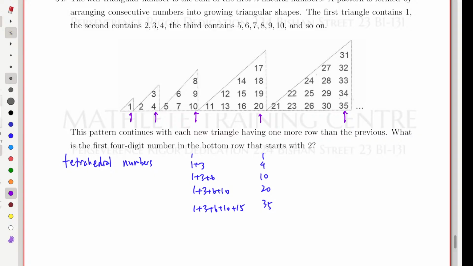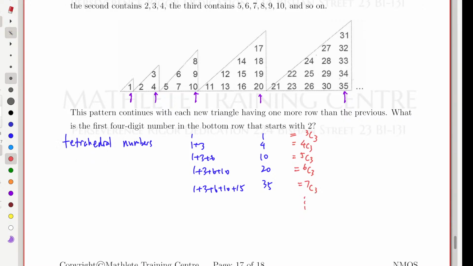Now, another fact about triangular numbers is that they are going to be 2 choose 2, 3 choose 2, 4 choose 2, 5 choose 2, and 6 choose 2. In fact, for tetrahedral numbers, it's something similar. This is going to be 3 choose 3, 4 choose 3, 5 choose 3, 6 choose 3, 7 choose 3, and so on. So in this case, we want to achieve a number that is above 2000 using something choose 3.